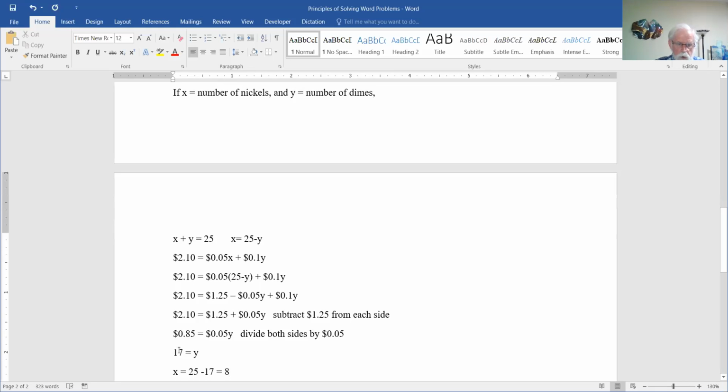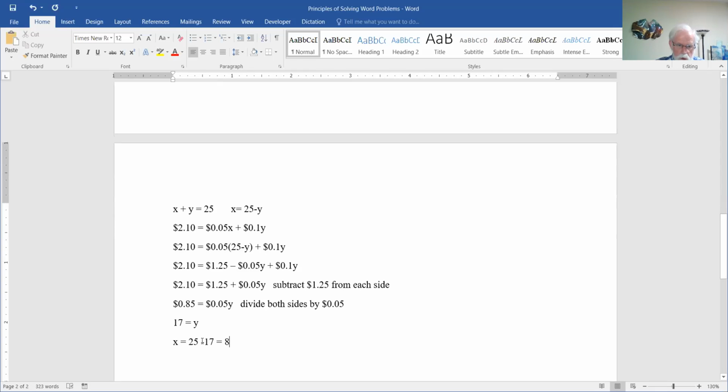If we multiply this out, 17 times 10 cents is $1.70. 8 times 5 cents is 40 cents. $1.70 plus 40 cents is $2.10. So this problem has been correctly solved.